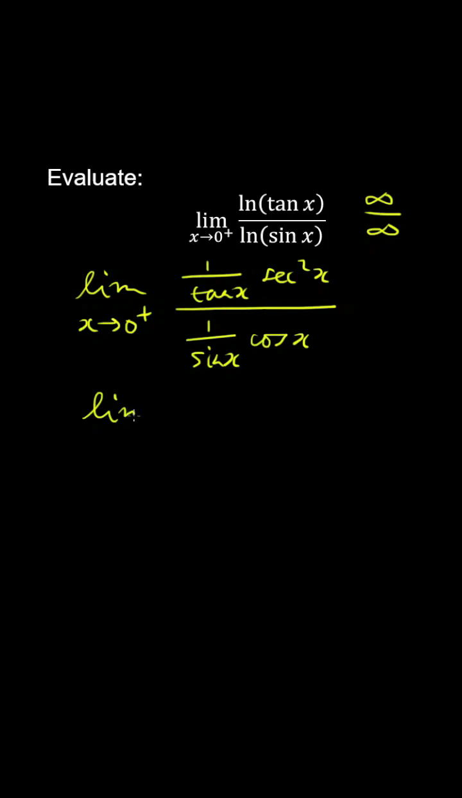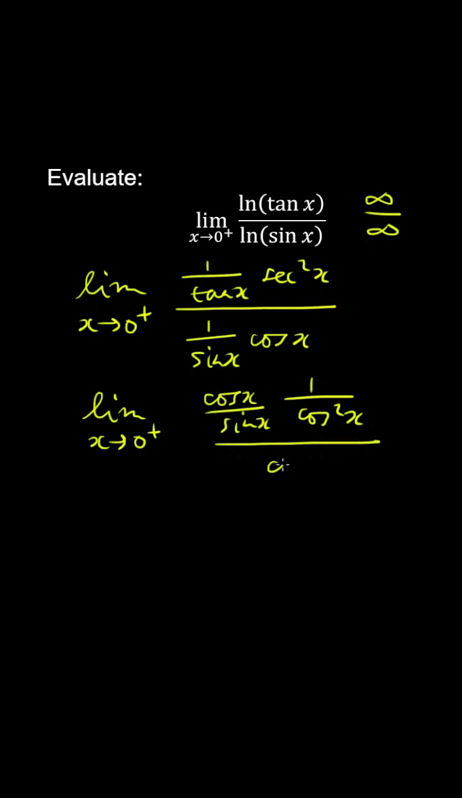And now we can use some trigonometric simplifications. So what we have is cosine x on sine x by 1 over cosine squared x. And that's divided by cosine x on sine x. And therefore these two are going to cancel, and we obtain 1 over 1, which is 1.